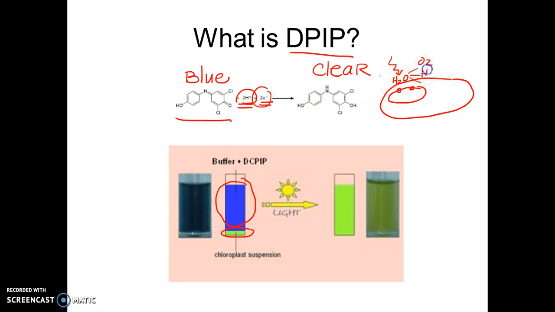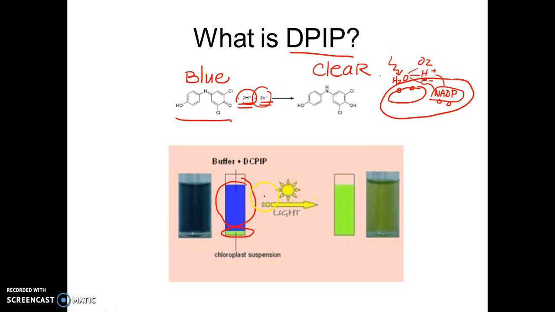Normally, the hydrogen and the electron from water in a chloroplast would end up going to the Calvin cycle, and it would get carried there by NADP. Okay, but DCPIP is a substance that's going to compete with NADP. So remember, NADP would normally attach to the hydrogen and to the electron. And so if DCPIP is there, it's going to grab those instead, and it's going to turn clear.